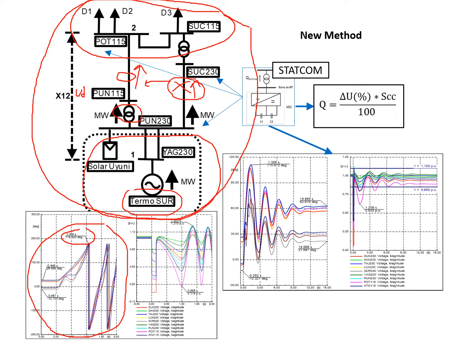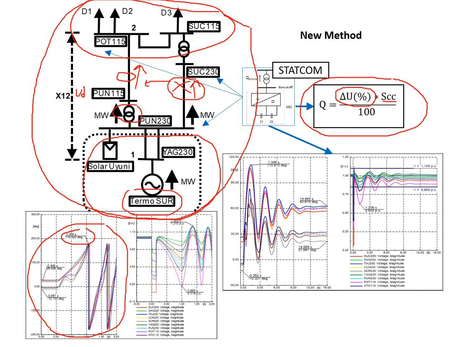But the question is, what's the capacity of the STATCOM? And that question is solved with this equation. The equation is computed with the short-circuit power of each STATCOM substation and the delta voltage, or difference of the voltage, between normal condition and post-fault conditions.